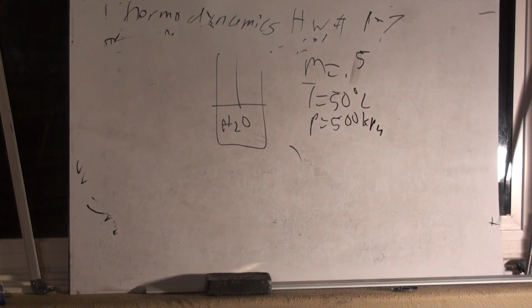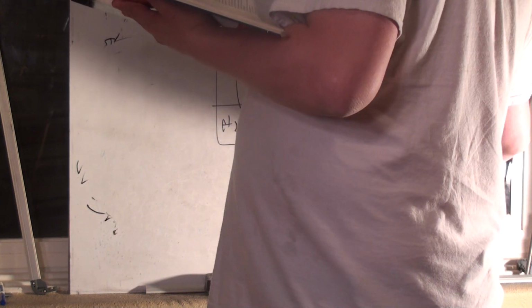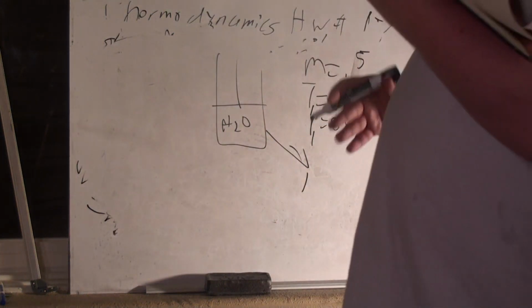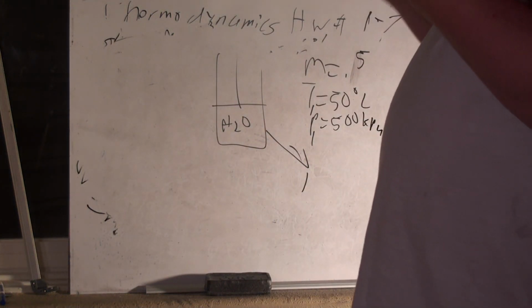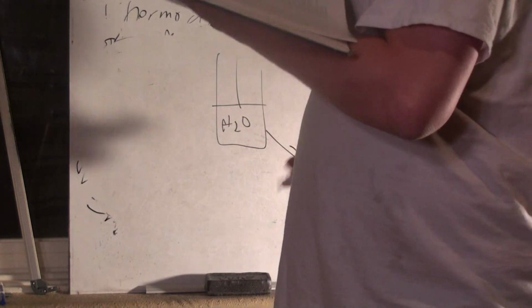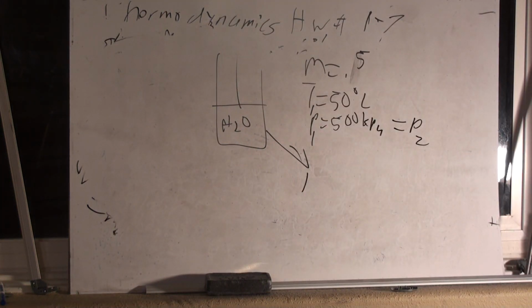Half a megapascal. It is then isobarically heated. What does isobarically mean? It means constant pressure. So it goes from here, so P1 is equal to P2. Let's make this T1, until all the water is vaporized. So who knows where it started, but all of it's vaporized, meaning all but one droplet.